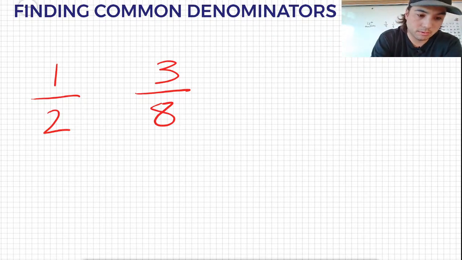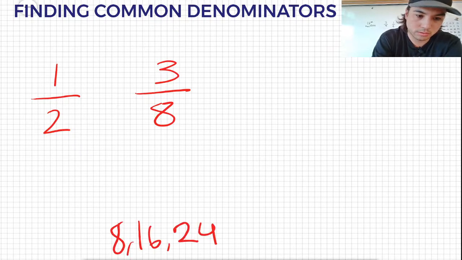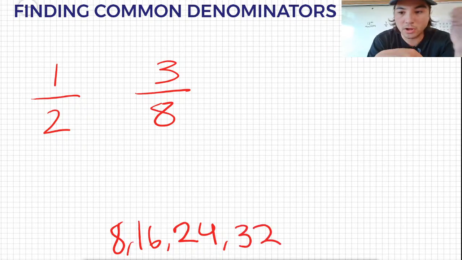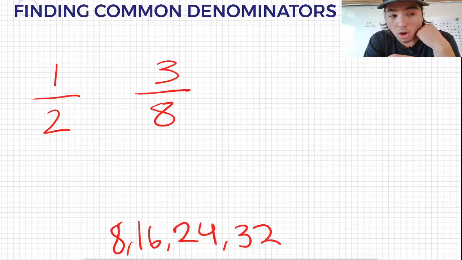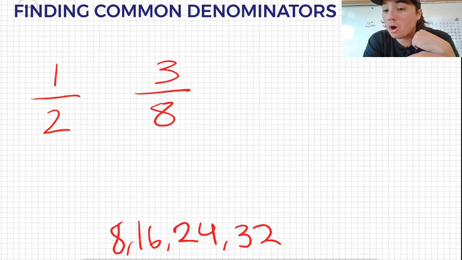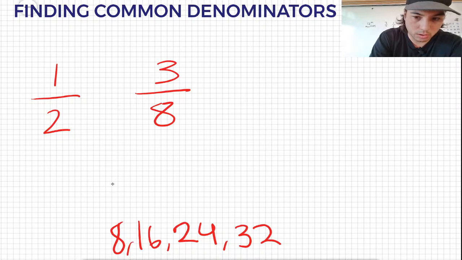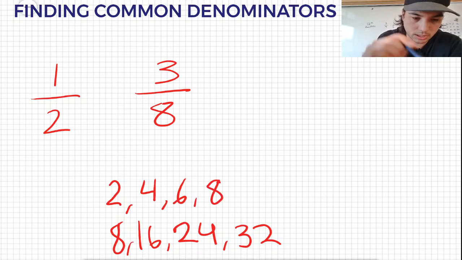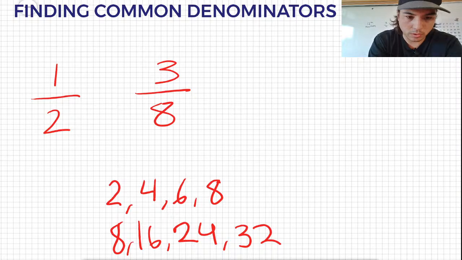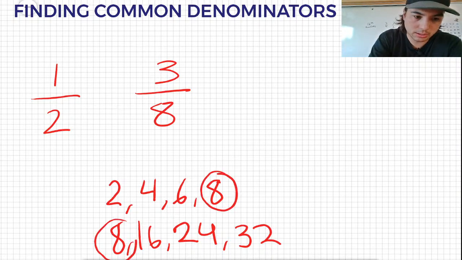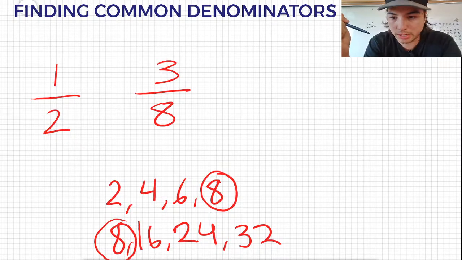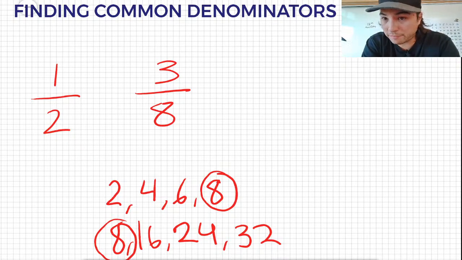Because if we count out our 8s, 8, 16, 24, 32, one thing I'm noticing about these is that all of them, 8, 16, 24, 32, are even numbers. So they're all multiples of 2. Now, let's go 2, 4, 6, 8. So we're going to use 1/8ths as our least common multiple, which we're already in 3/8.